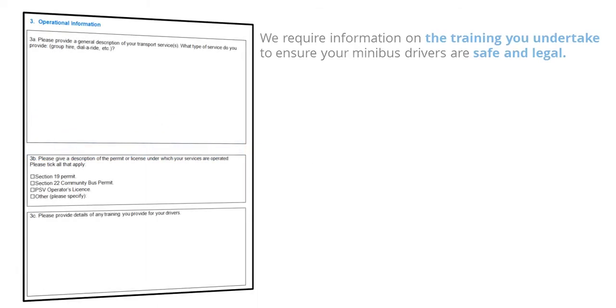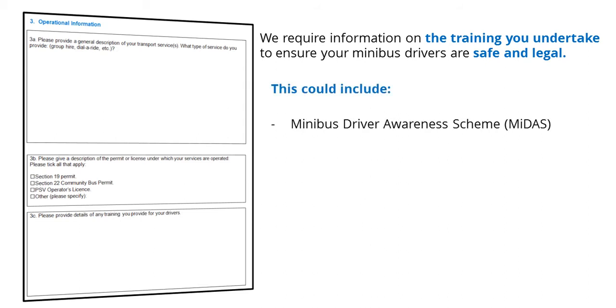The next section you might need some guidance on is section 3C. Here we require information on the training you undertake to ensure your minibus drivers are safe and legal. This could include schemes such as the Minibus Driver Awareness Scheme, MIDAS, or local authority approved training.